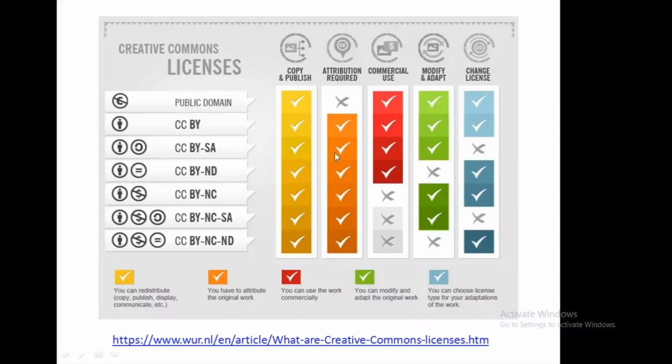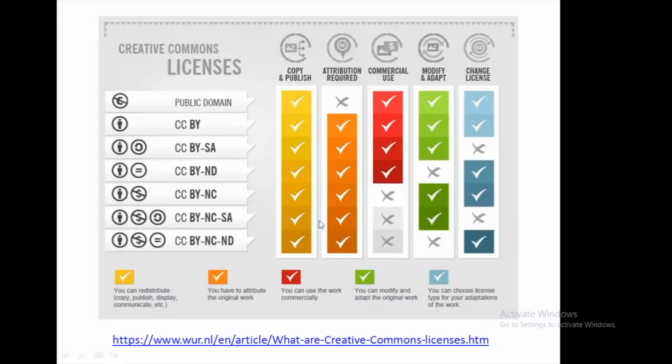Okay. Then non-derivative means you cannot modify or adapt, but you can change the license, and you will have to attribute. So these two symbols indicate that you will have to attribute, and you cannot modify or adapt the original object. This is for non-commercial, so you cannot use it for commercial purposes.